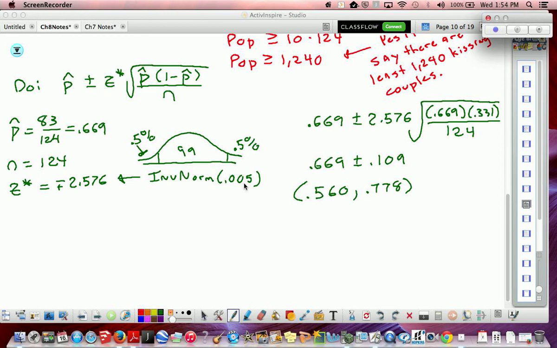So now it's just a matter of plugging it in. p hat, plus or minus z star, square root, p hat, 1 minus p hat. So again, these two numbers right here must add up to 1. That's where the 0.331 is coming from, divided by the sample size.